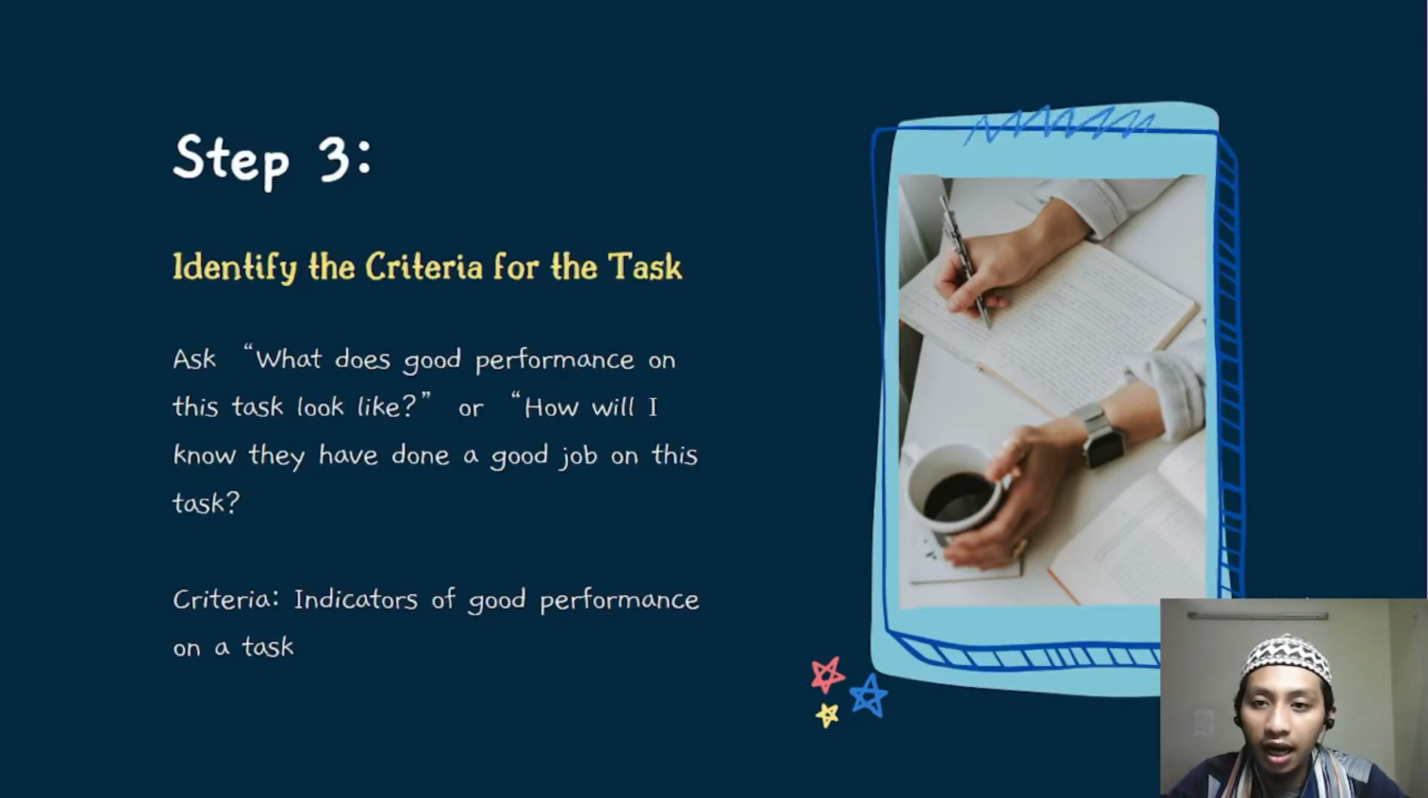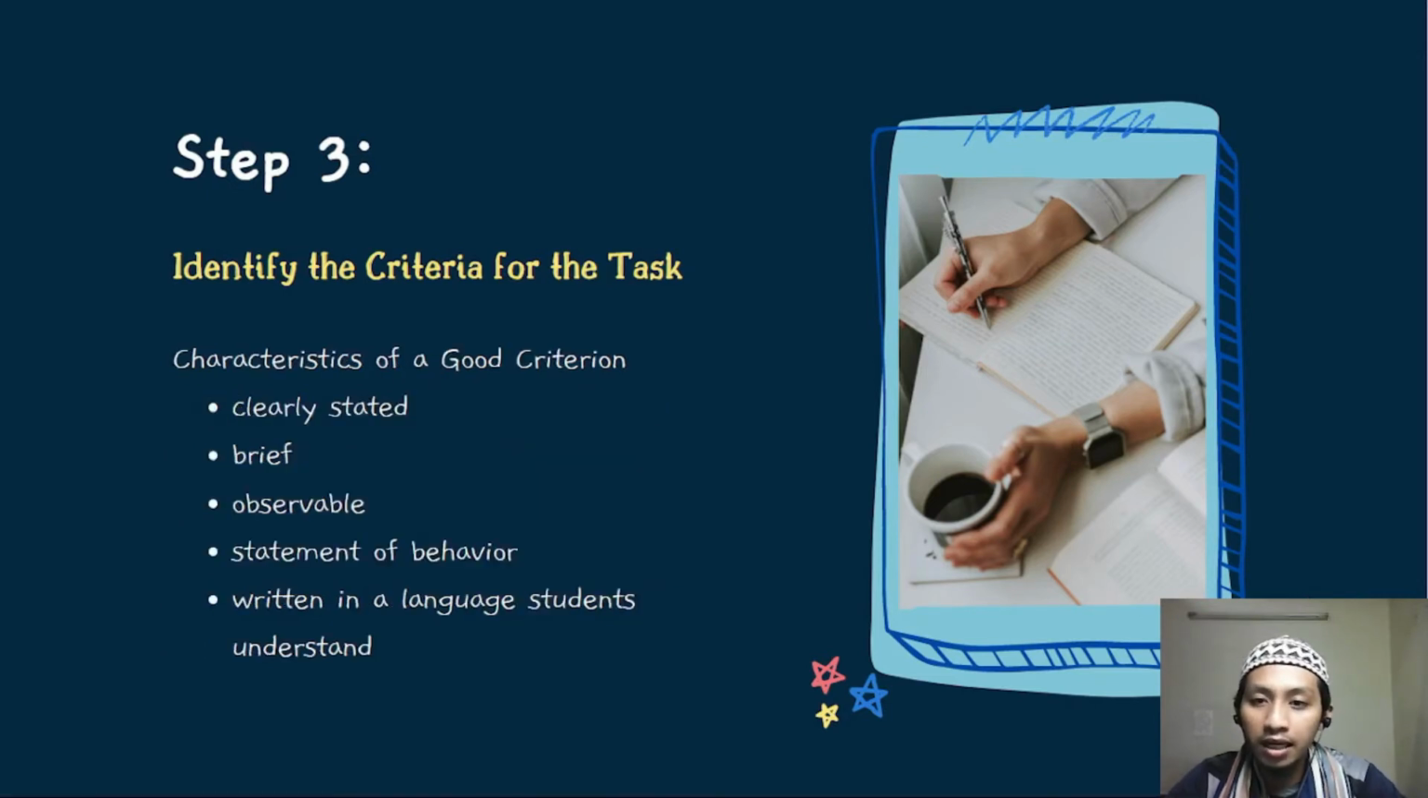Step 3. Identify the criteria for the task. Ask, what does good performance on this task look like? Or, how will I know they have done a good job on this task? Criteria are indicators of good performance on a task. Characteristics of a good criterion: first, clearly stated; brief; an observable statement of behavior; and the last one, written in a language students understand.